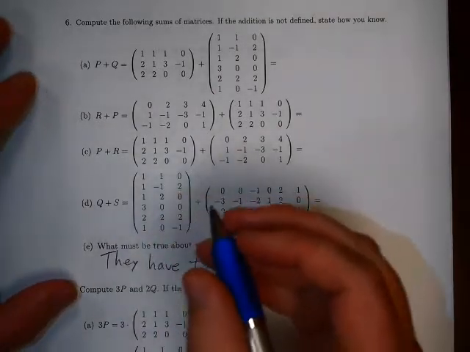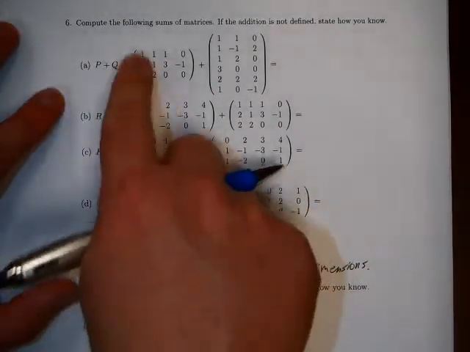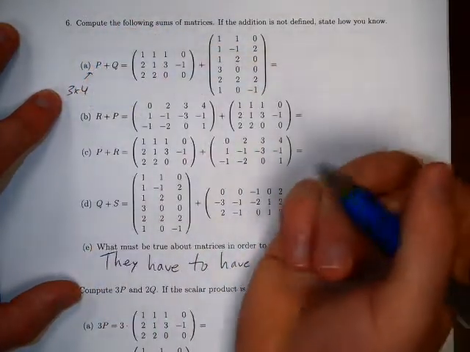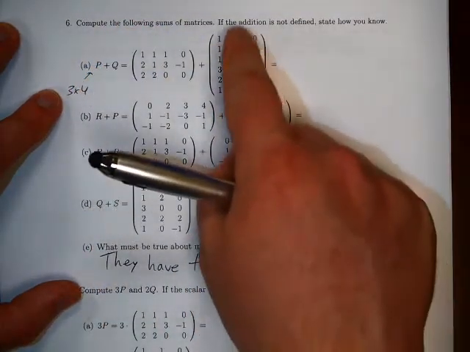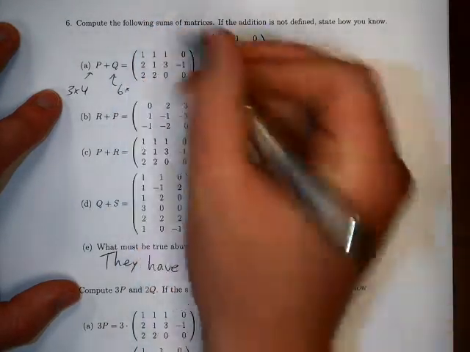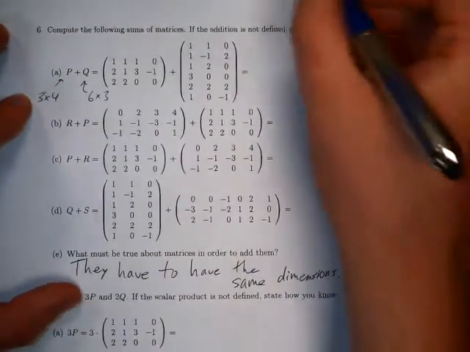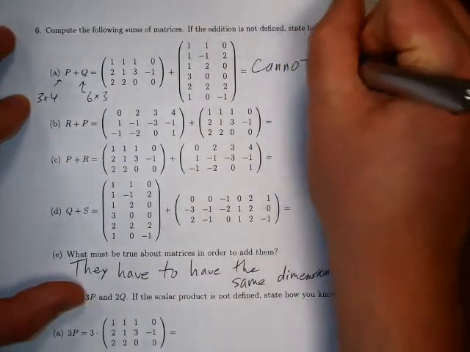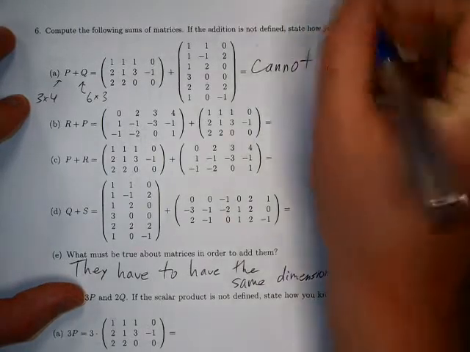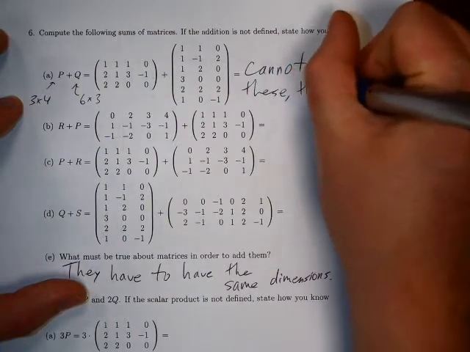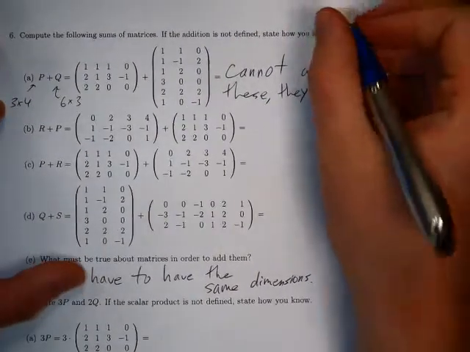So let's take a look at P and Q. P is something that has 3 rows and 4 columns. Q is something that has 6 rows and 3 columns. So here, we cannot add these. They don't have the same dimensions.